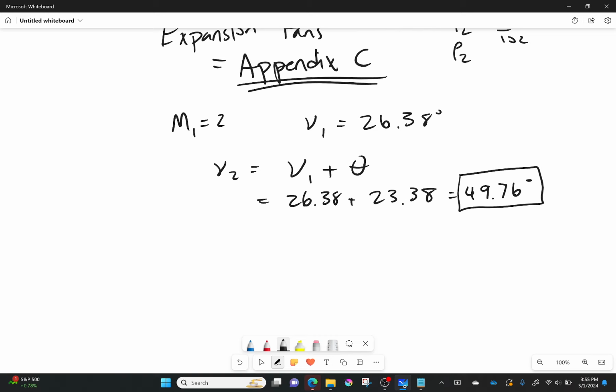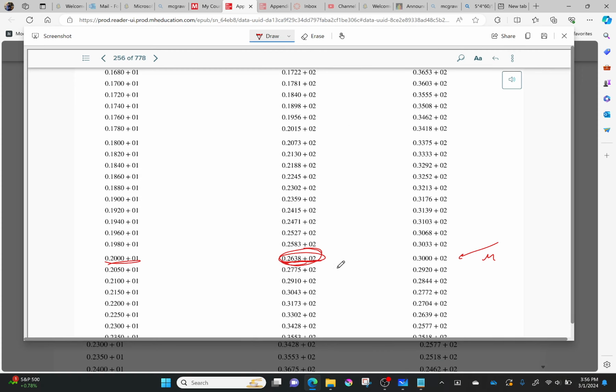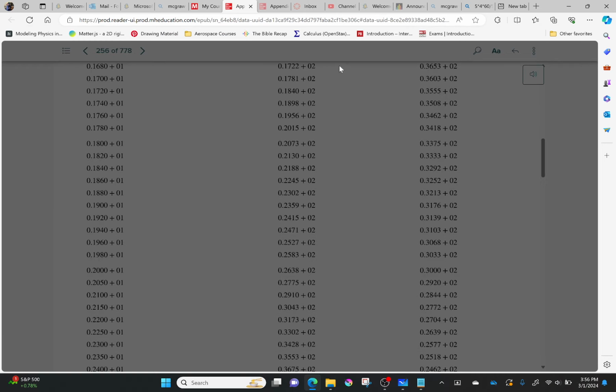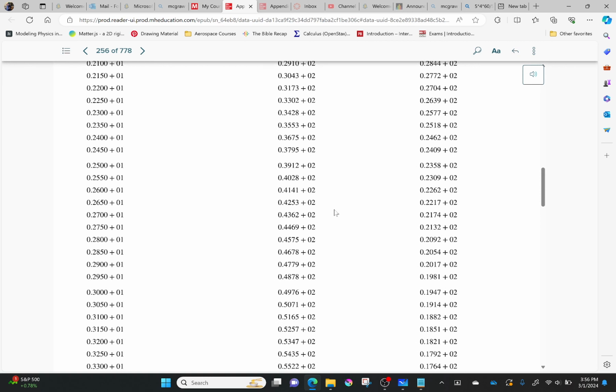Okay, so now I have a second Prandtl Meyer function. I'm going to do the reverse of what I did earlier. I'm going to use V2, which is 49.76 degrees, and I'm going to go and find what my M2 is going to be from this. Now, because this is an expansion fan, I'm actually going to accelerate. It's going to be a higher Mach number than before. Okay, so I'm going to go ahead and X out this. Got that, looks good. I'm going to scroll down until I find something pretty close to that. And oh my goodness, it's beautiful, it's perfect. We actually have a line that's right matching it.